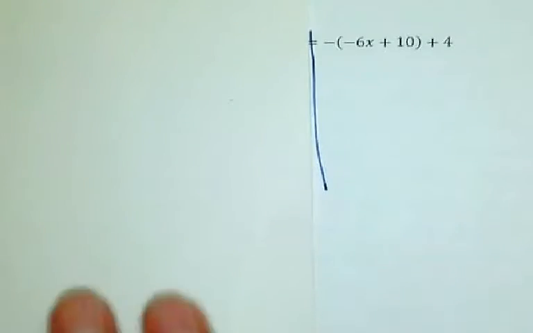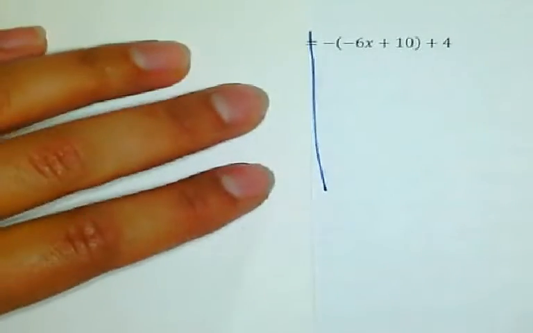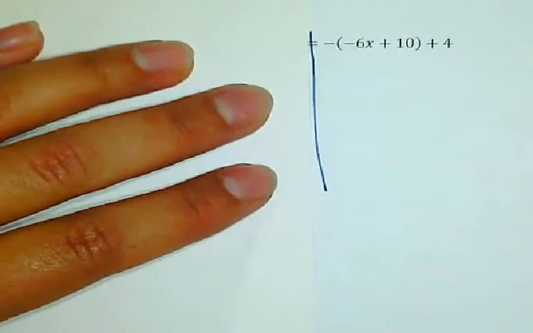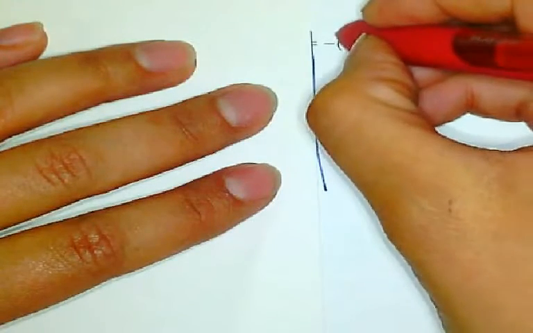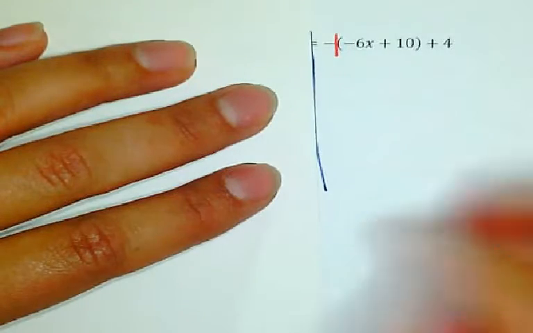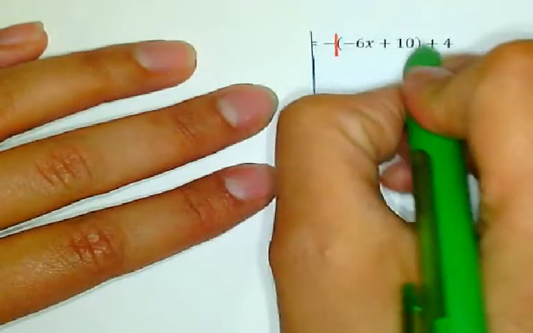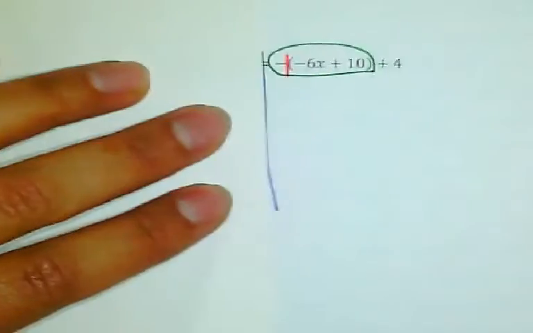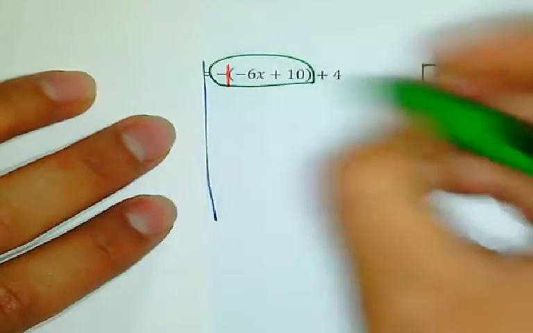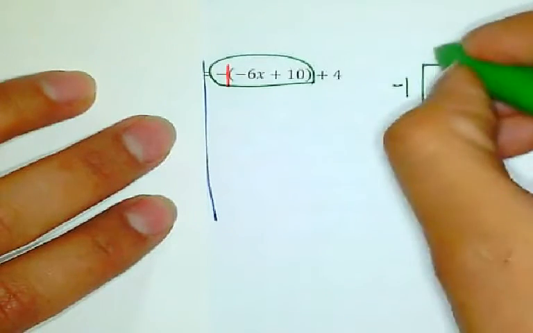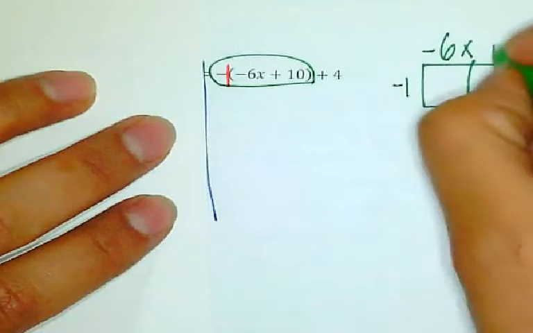The other side, I notice that, oh wait, there is a negative and a parenthesis. So if that's the case, I know that there's a 1 there. Okay? And I have to multiply this part first, either by distributive property or the tabular method, which is the box. So I'll draw the box here on the side. And I have -1, -6x, and +10.